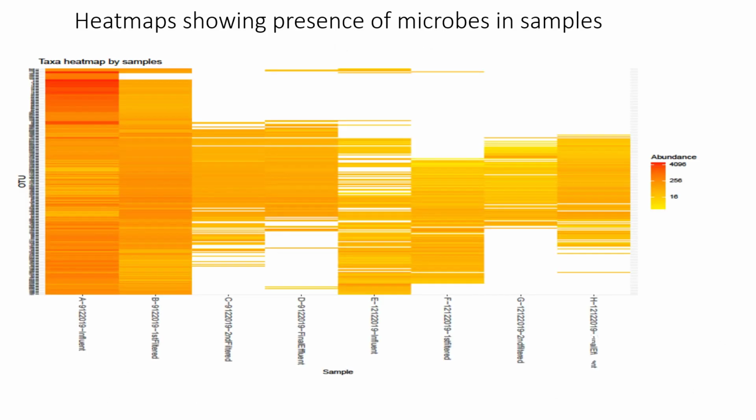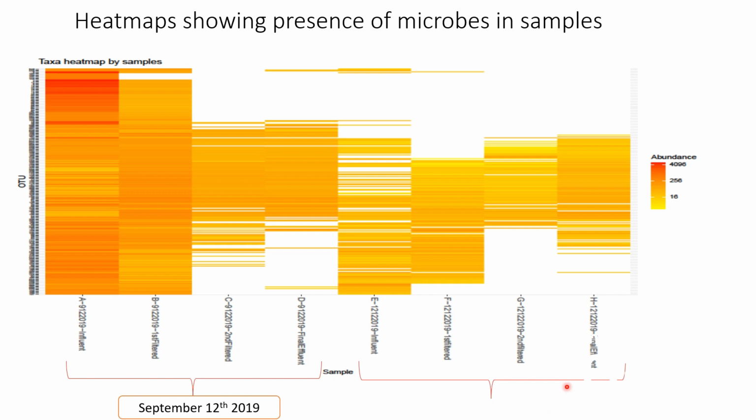So what does the heat map show? The x-axis of the heat map are the samples, where A to D was from September, which is warmer, and E to H is from December. And the y-axis has various bacterial sequence reads from the reference, and the more red, the more abundance.